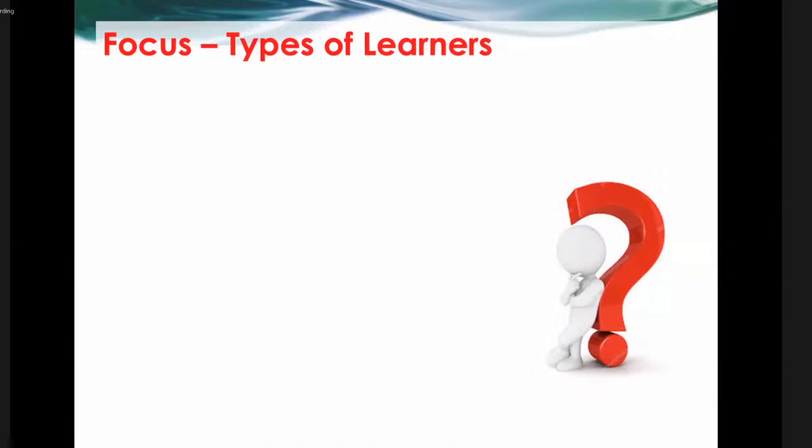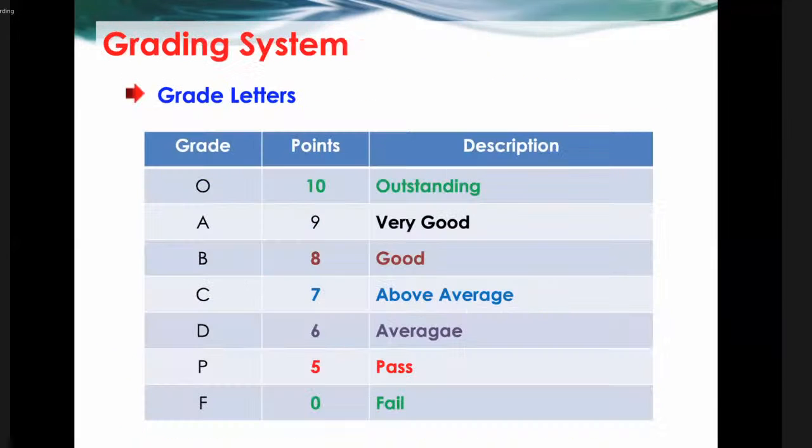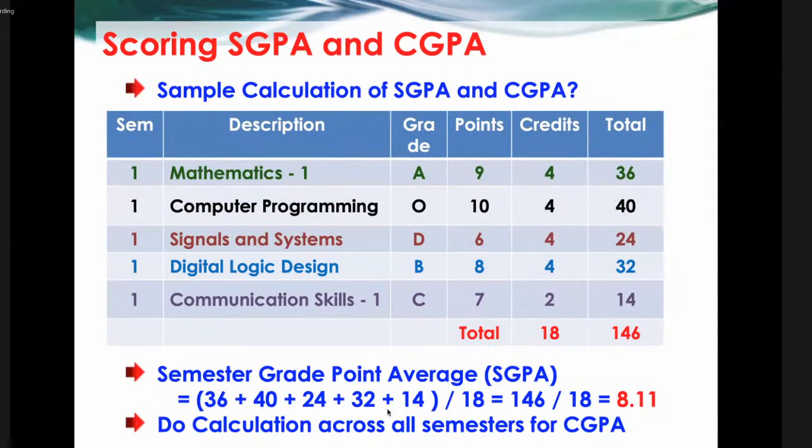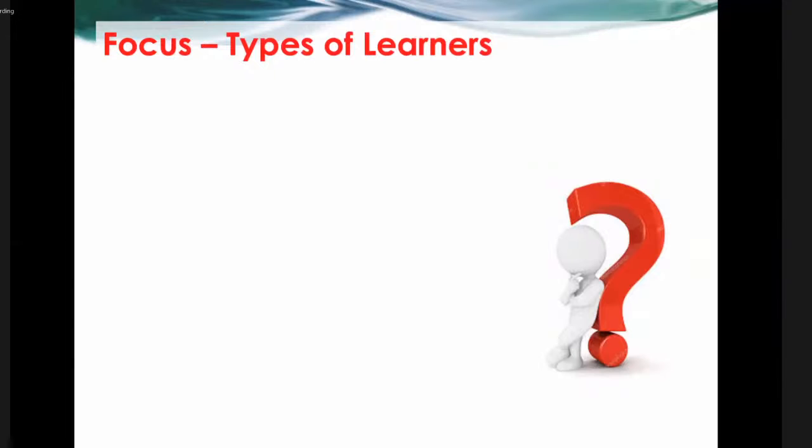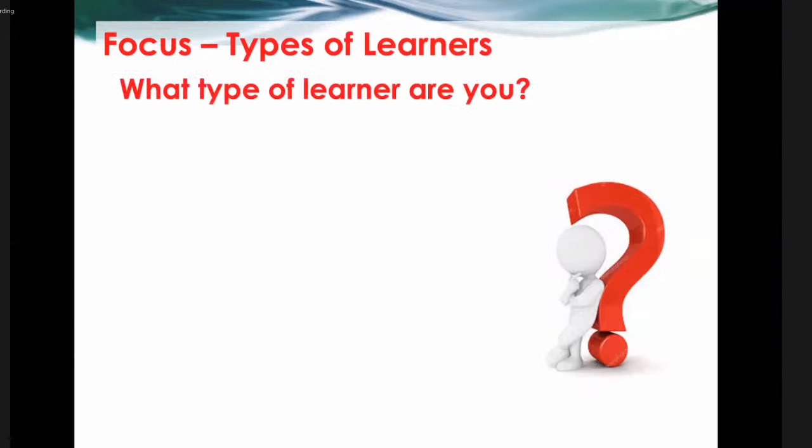Okay, so what type of learners are there? This is actually one of the main things. Remember the grading system: outstanding, very good, good, above average, average, pass, and fail. So there are O, A, B, C, D, P, and F. These are all the fixed letters. So just look back at yourself. What type of learner are you?